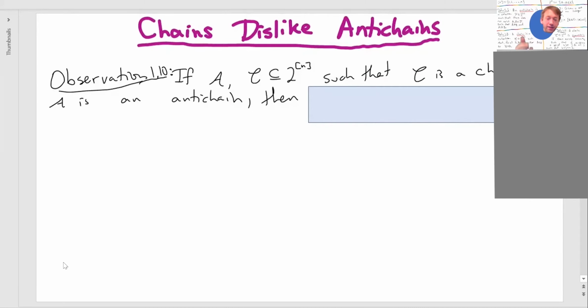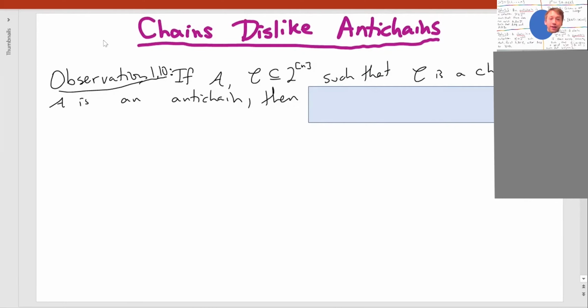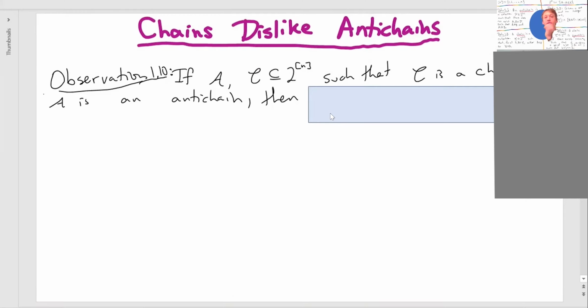Here's a simple but very useful observation. We're going to use this a few different ways. If I've got A and C, where C is a chain and A is an antichain, how big can the intersection between them be? I want to say it's at most something. Any guesses? Thoughts? Oh, I think I missed some.